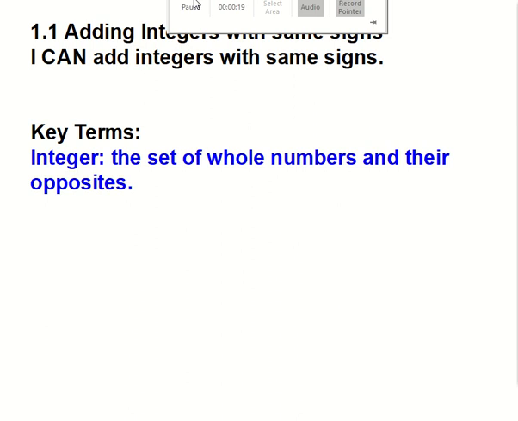We need you to open up your comp book to your first note taker. It's yellow. And in the first note taker, you will notice that your lesson title is already filled out for you with the 1.1, adding integers with the same signs, as well as your I can statement. So your I can statement for today is I can add integers with the same sign.